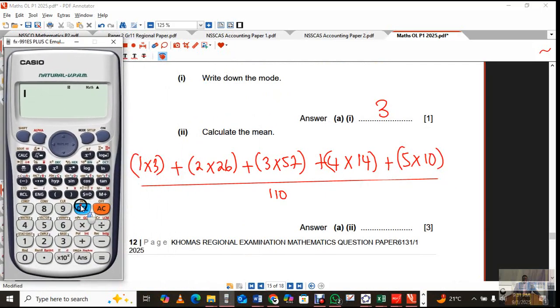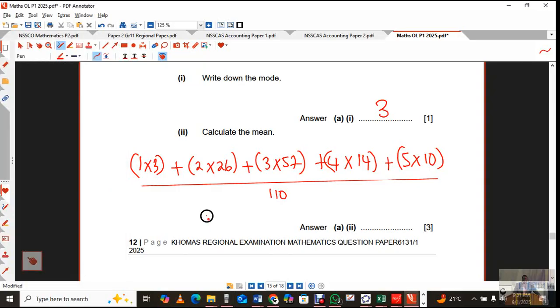Right, so that is 1 times 3, that's just 3. Plus 2 times 26, plus 3 times 57, plus 4 times 14, plus 5 times 10, which is just 50. I'm not putting brackets here because the calculator will know what to do, but some calculators, especially the old types, you definitely have to put those brackets. All of that over 110. You get 166 over 55.